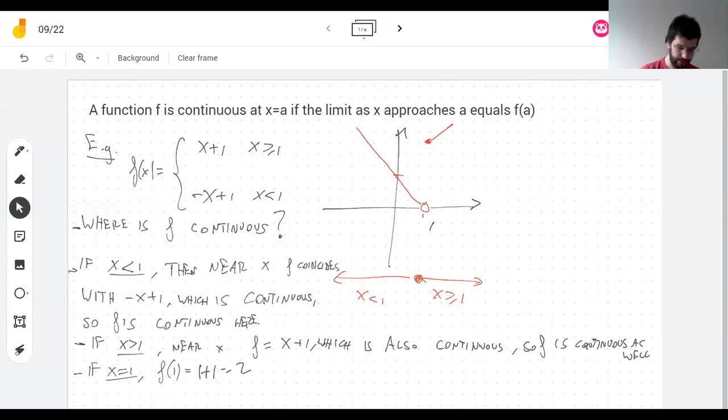So let's just write that down. If I approach 1 from the left, if x is smaller than 1, then the function agrees with negative x plus 1, and this limit is 0. If I approach the function from the right, then I'm looking at values of x strictly bigger than 1, so I'm looking at the function x plus 1, and this limit is 2. And now I have two limits that are not equal, so the limit doesn't exist.